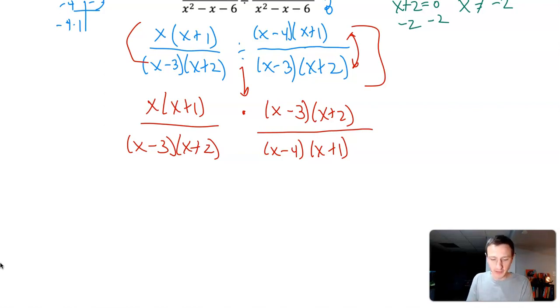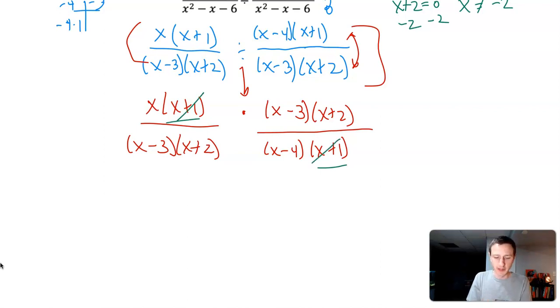Now that we've changed it to multiplication, took the reciprocal, now we can move ahead with actually the simplification process. So what we're looking for here is same factors. So I have a factor of x here. Do I have any other x factors? No, nothing with just x. I have x minus 3, x plus 2, and so on. Nothing that can cancel. Next one, x plus 1. Do I have any x plus 1s here? Yes, I have an x plus 1 right here, x plus 1 right here. So those are going to cancel.